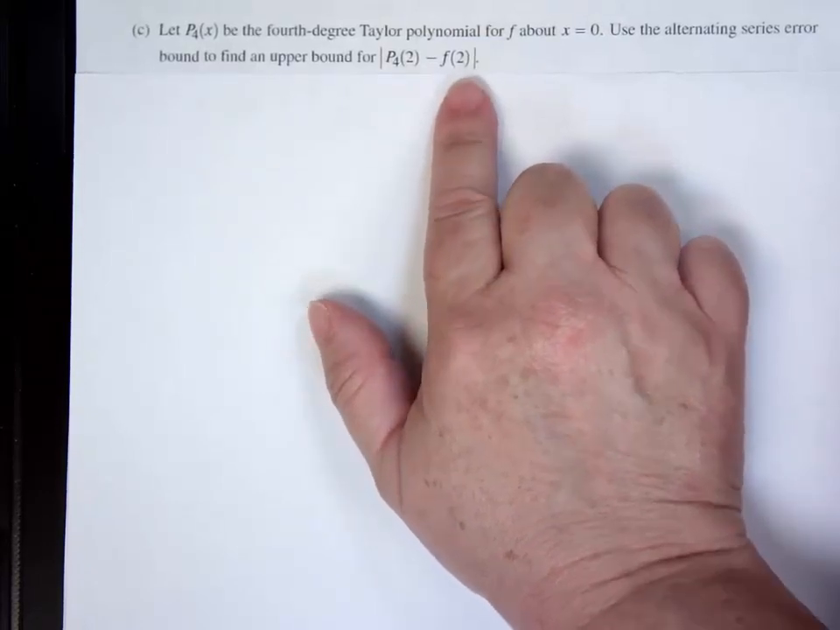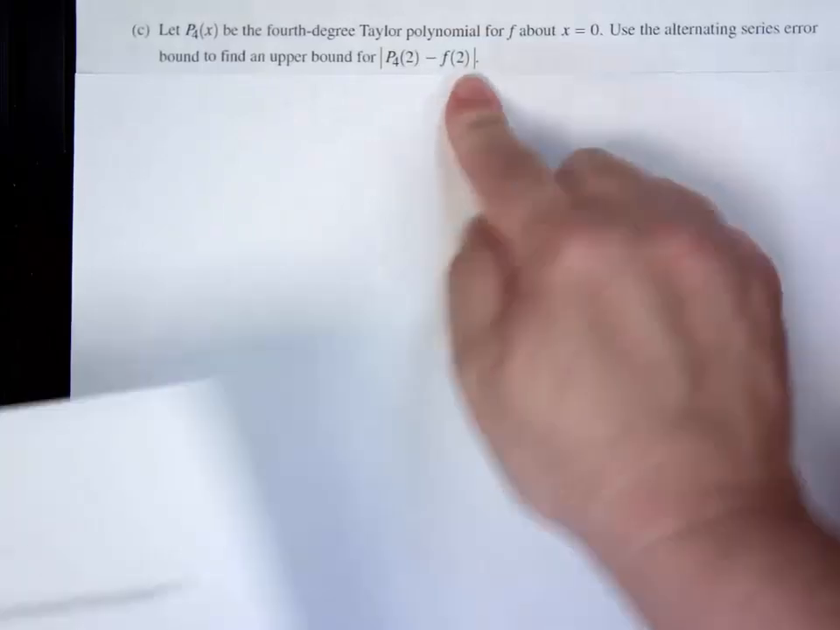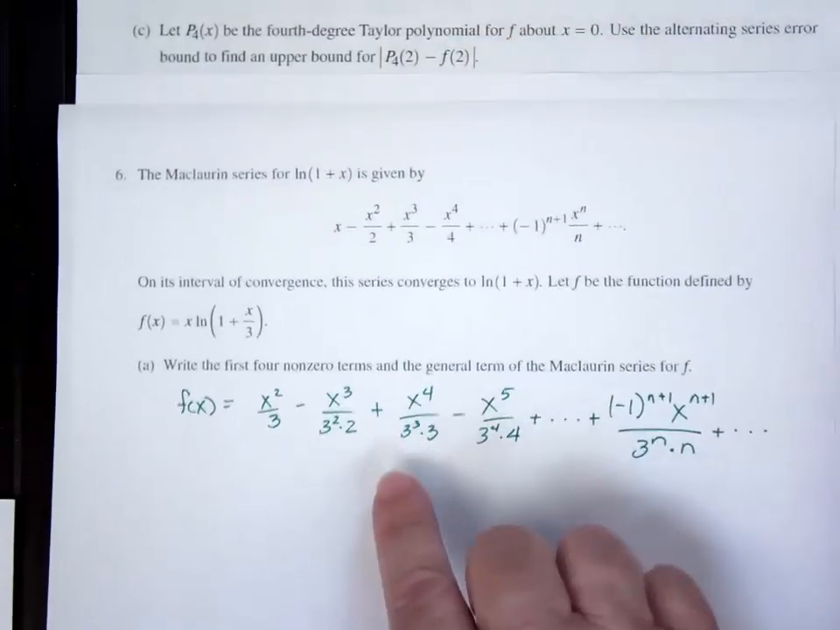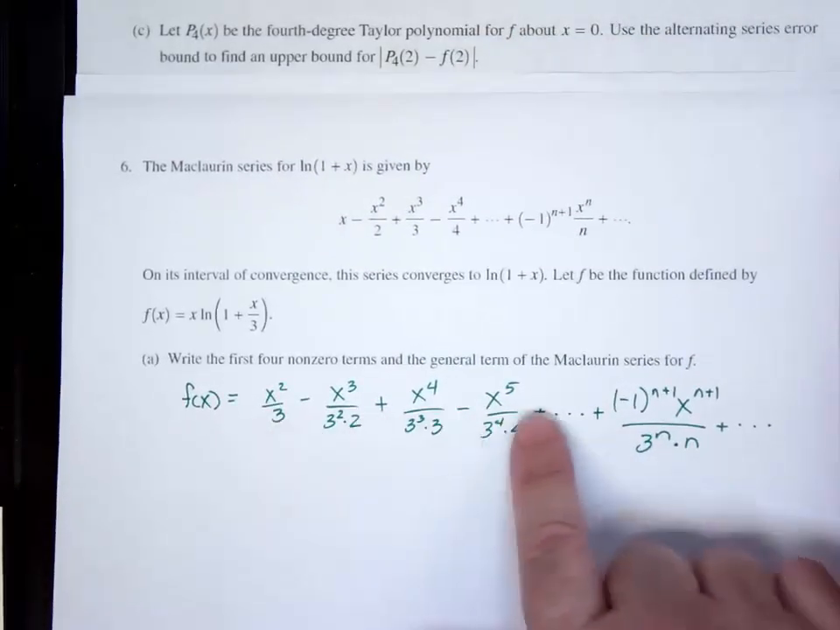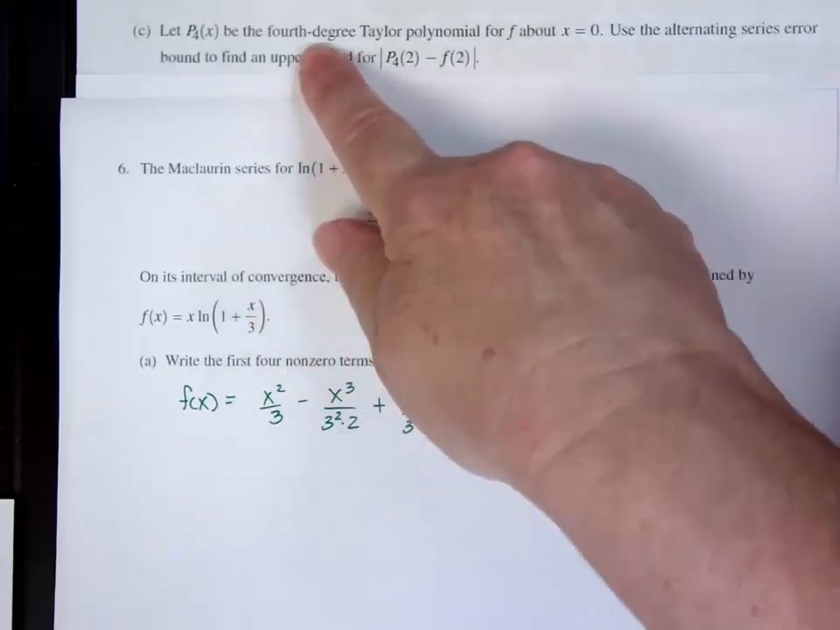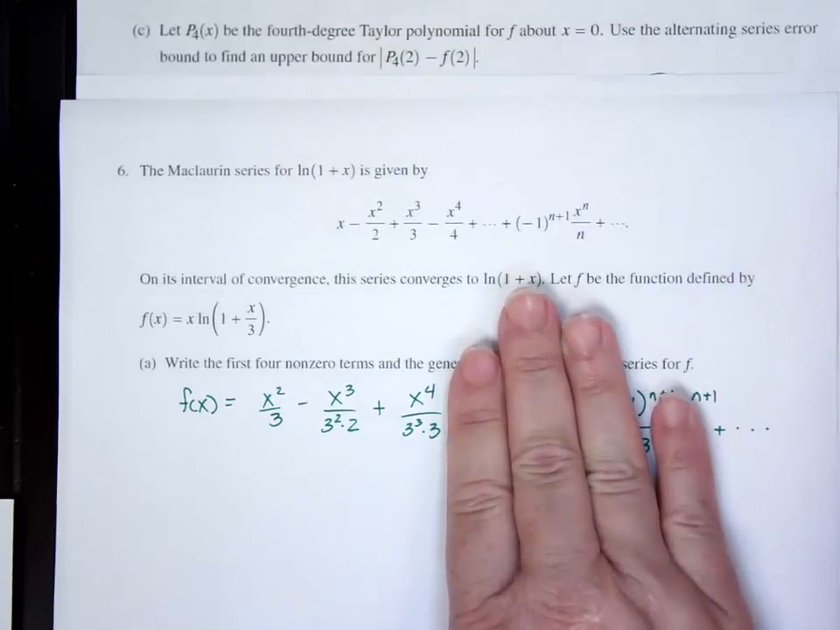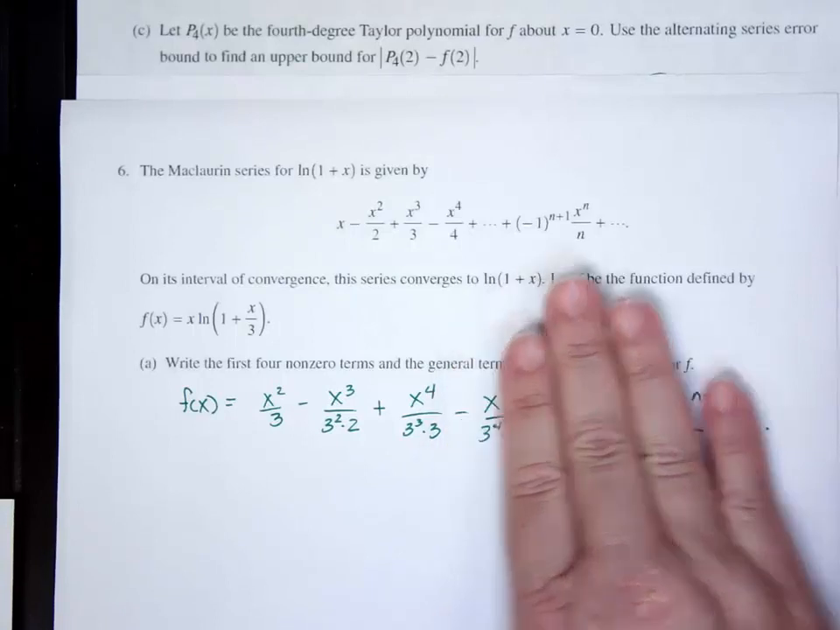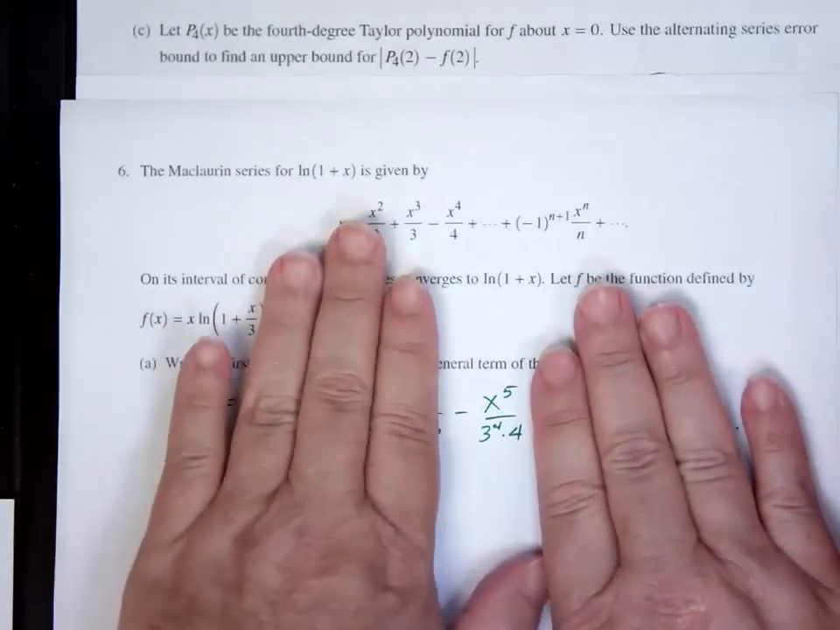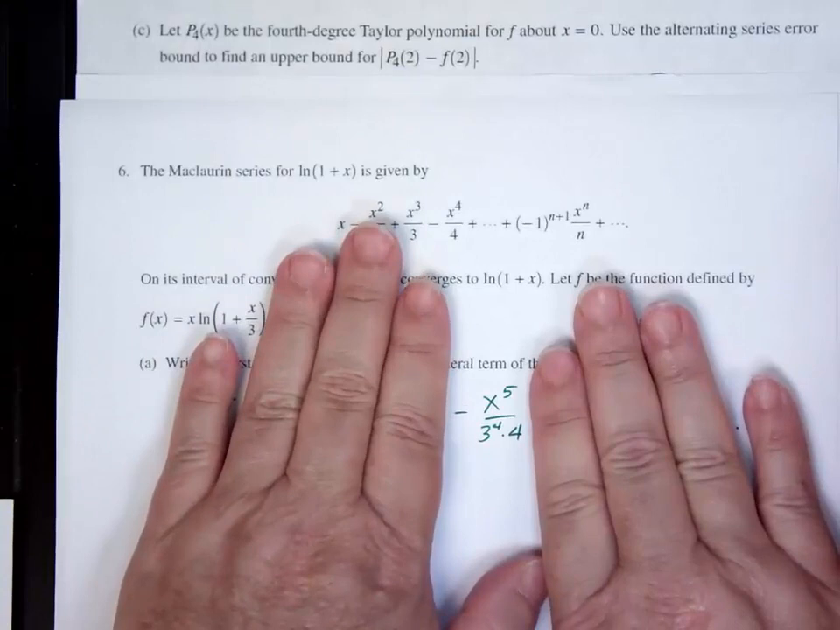So if you go back to this one right here, it says 4th degree. So that means I'm basically stopping my formula right there. Use the alternating series to find the error. Now remember that with alternating series, the error is just the next term. So there's my error term right there: x to the 5th over 3 to the 4th times 4.